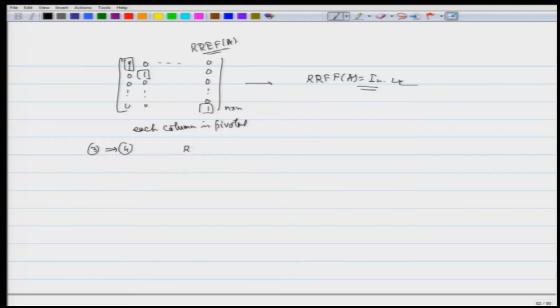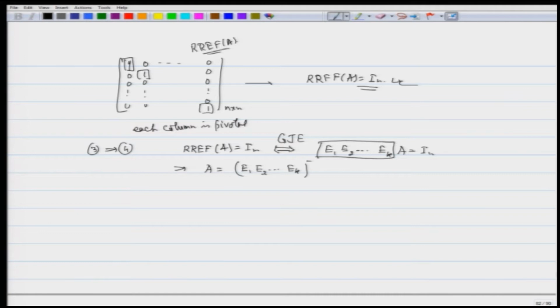So, we are saying that RREF of A is I n, but what is RREF of I n? To obtain the RREF, we need to multiply by elementary matrices on the left. That is the way we apply the Gauss-Jordan elimination method. So, what we are saying is that we have got E1, E2, ..., Ek times A is identity, and this implies that A is nothing but the inverse of this matrix, which is the inverse of E1, E2, ..., Ek, which is the same as Ek inverse, Ek minus 1 inverse, and so on, E2 inverse, E1 inverse.